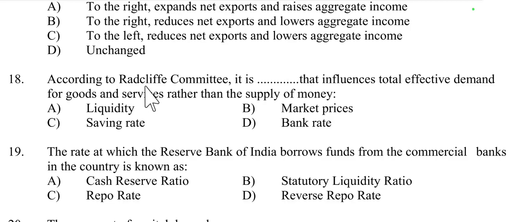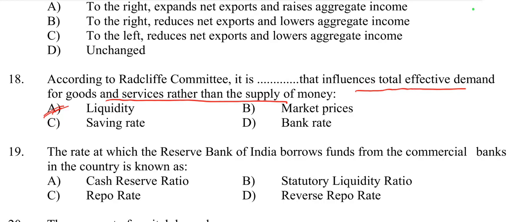Then question number 8. According to the Radcliffe Committee, it is dash that influences total effective demand for goods and services rather than the supply of money. Is it liquidity, market price, saving rate, or bank rate that influences total effective demand? It is liquidity. According to the Radcliffe Committee, liquidity influences total effective demand for goods and services rather than the supply of money.